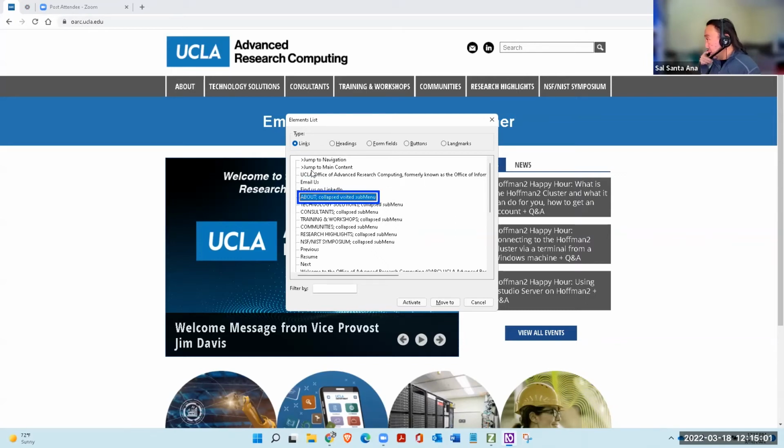In this view, I would look for ambiguous links like read more or click here. And I would take note if those exist because those don't make any sense in this view, right? I don't know what read more is or where it goes. Technology solution. So I would have to click on that link and just read around to see what that's about. Consultants, collapsed sub.